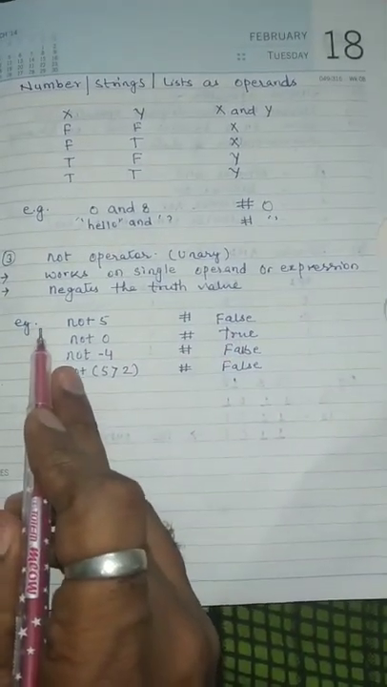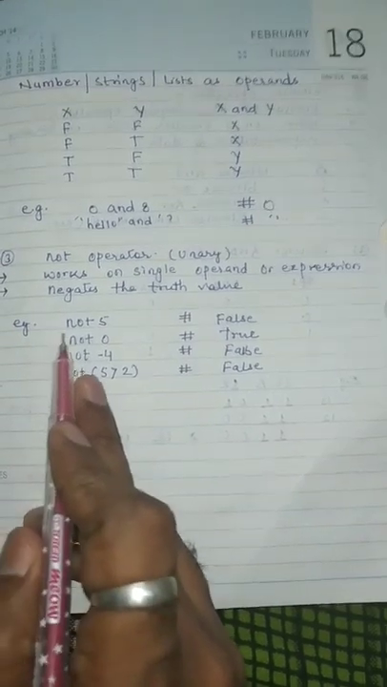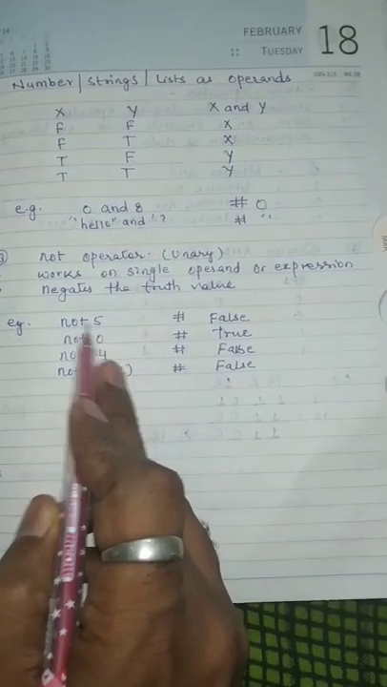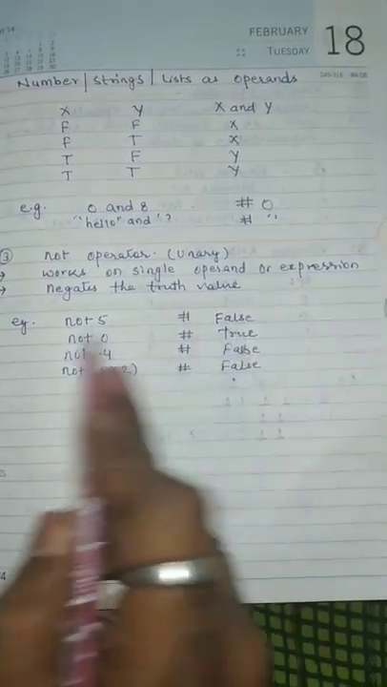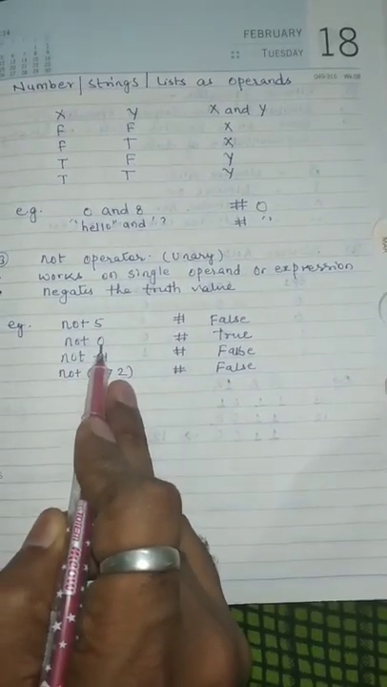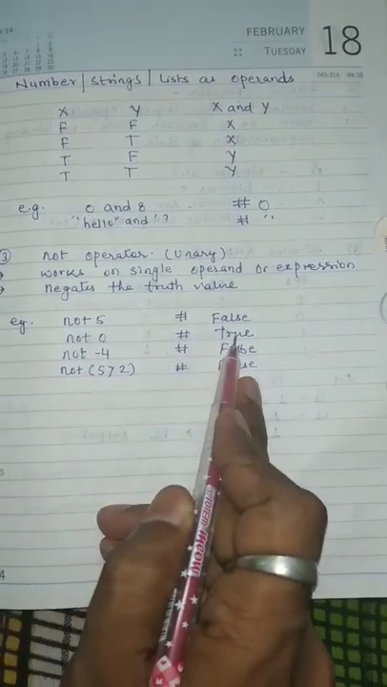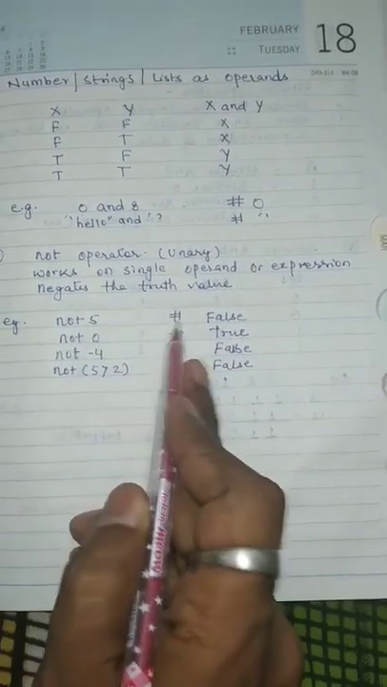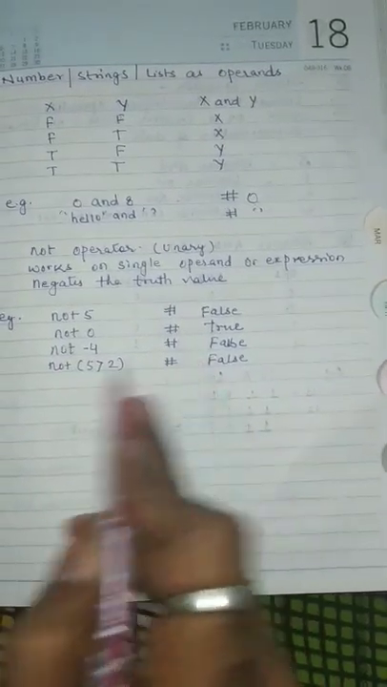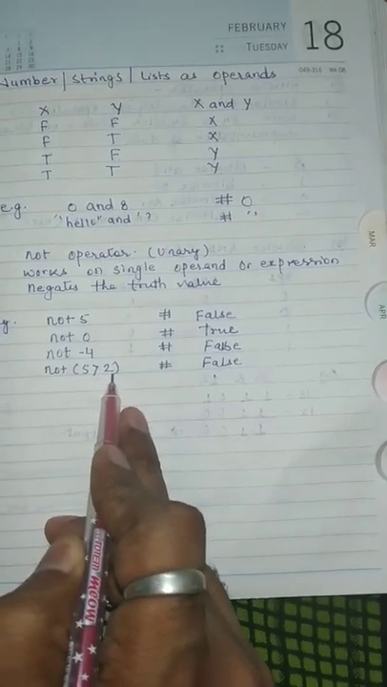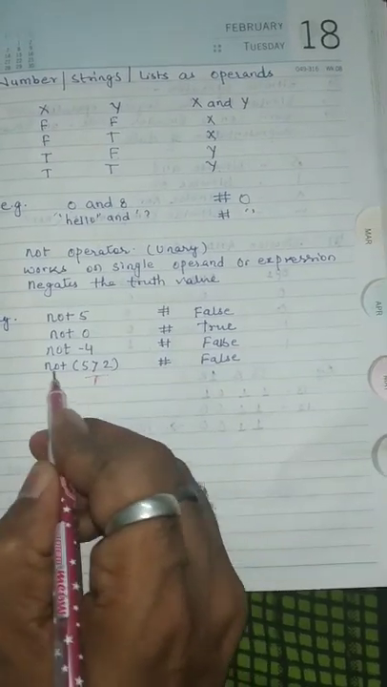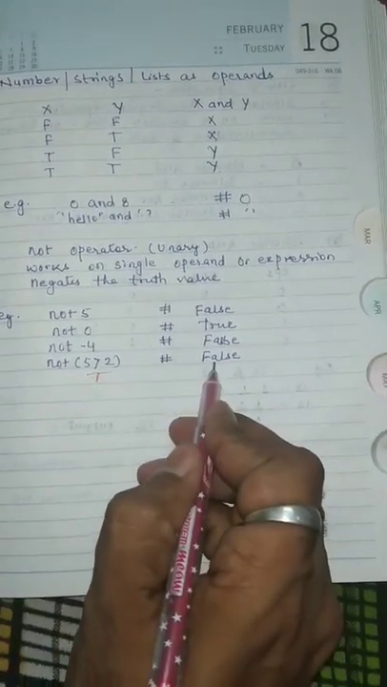Here some examples are given. Not 5: 5 is a true value, so not true means false. Not 0: 0 is a false value, so not false means it is true. Then, not true means false. 5 is greater than 2, which means true. Not true means it is false, so the output will be false.